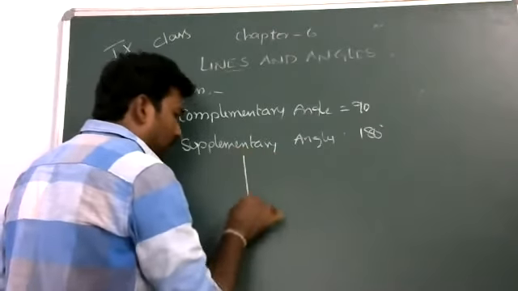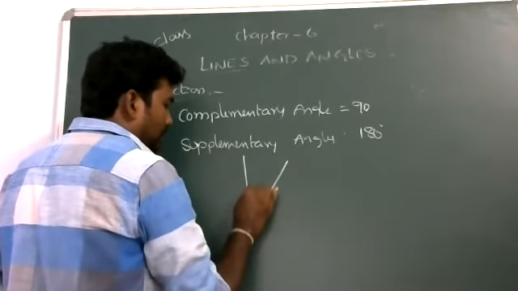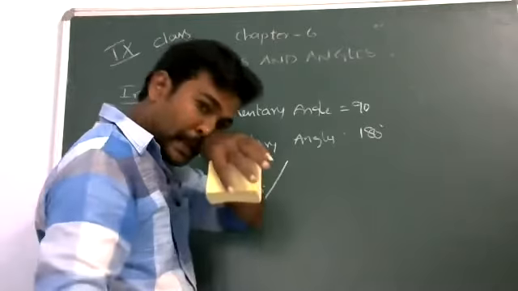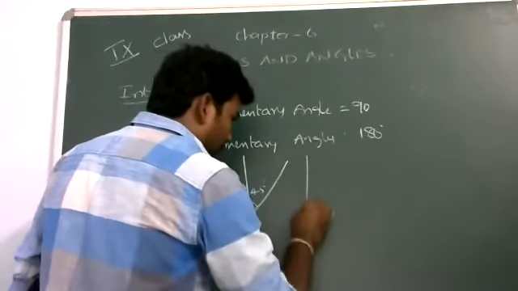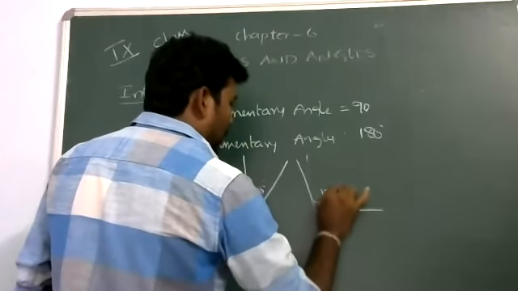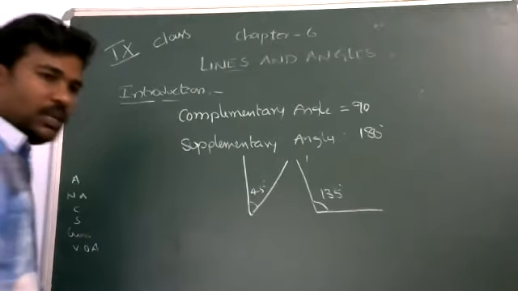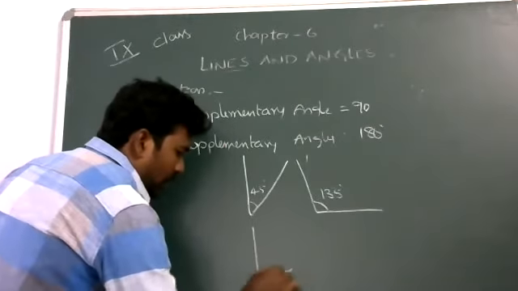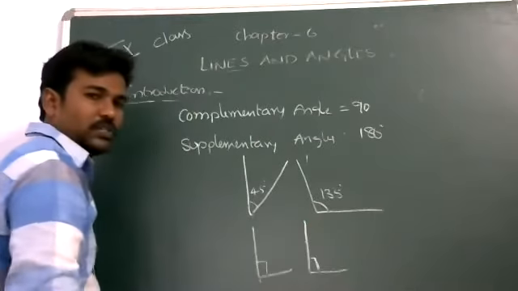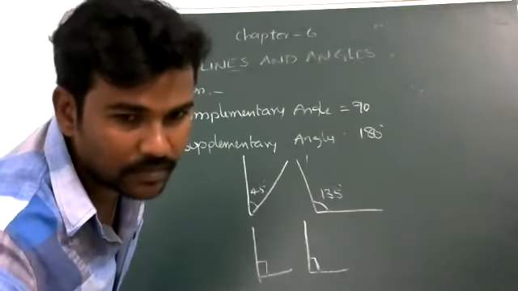So that means, for example, you can take this angle as 45 degrees, and the second angle is 135 degrees. Now you can add these two angles: 180 degrees only. One more example I am going to write: this one is 90 degrees and this one is also 90 degrees. Then these two angles are 180 degrees.